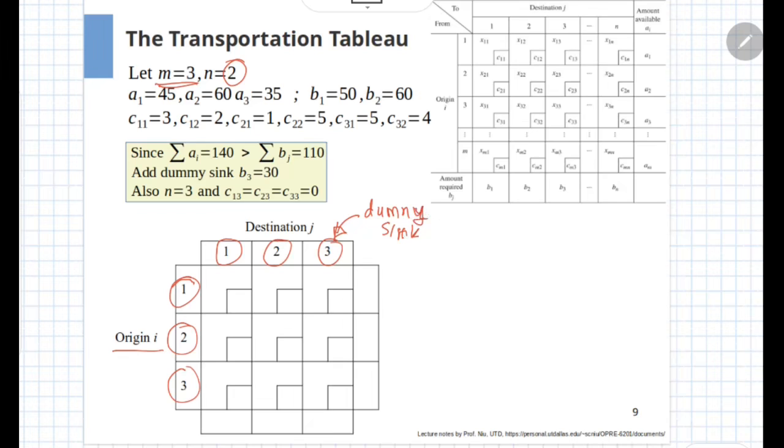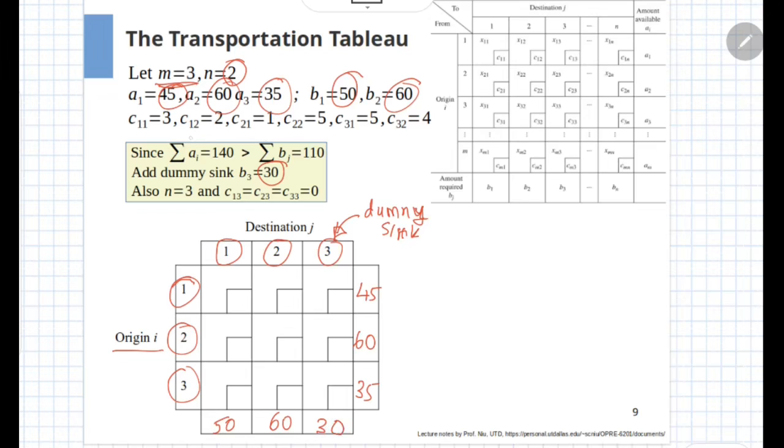Now let's put the values in this table. The last column will have the quantities which are available at different origins. So first origin it is 45, second origin it is 60, and the third origin it is 35. Similarly, the demand from the first destination is 50, demand from second destination is 60, and the demand from the dummy destination is 30.